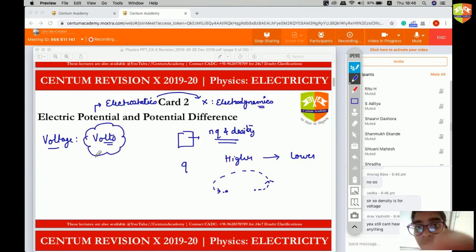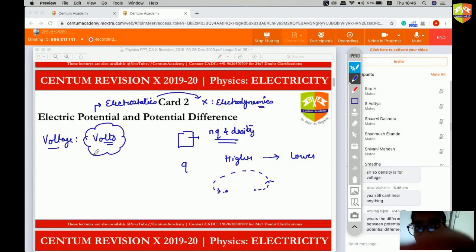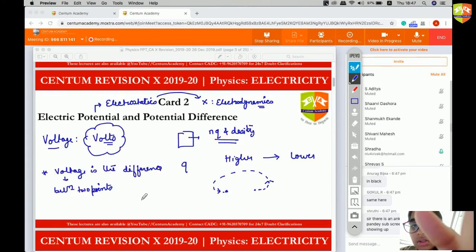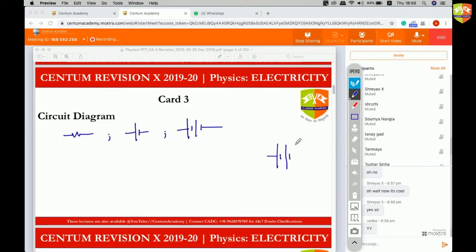In 10th grade, you have electrodynamics. So Anurag, what I was stating is, that is potential. Voltage is not potential. Voltage is potential difference. Remember this. Sure, let's proceed.